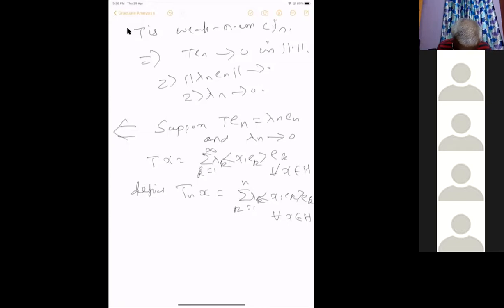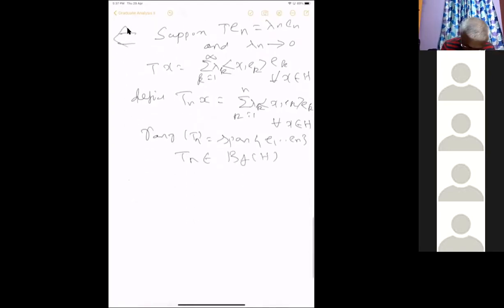Then the range of T_n equals the span of e_1 up to e_n, since the eigenvalues are 0 after n. So T_n is finite rank, and it is in B(H). So the claim is that T_n converges to T in norm. That's what you want: a finite rank operator which converges to T.